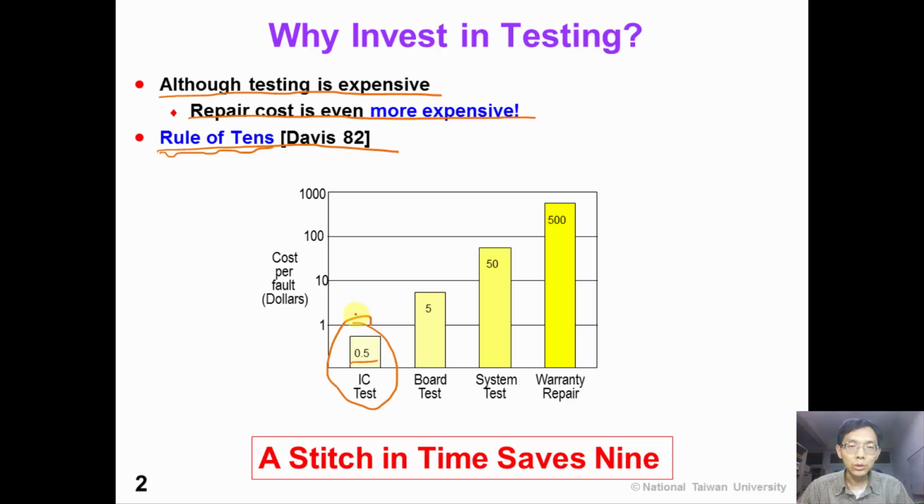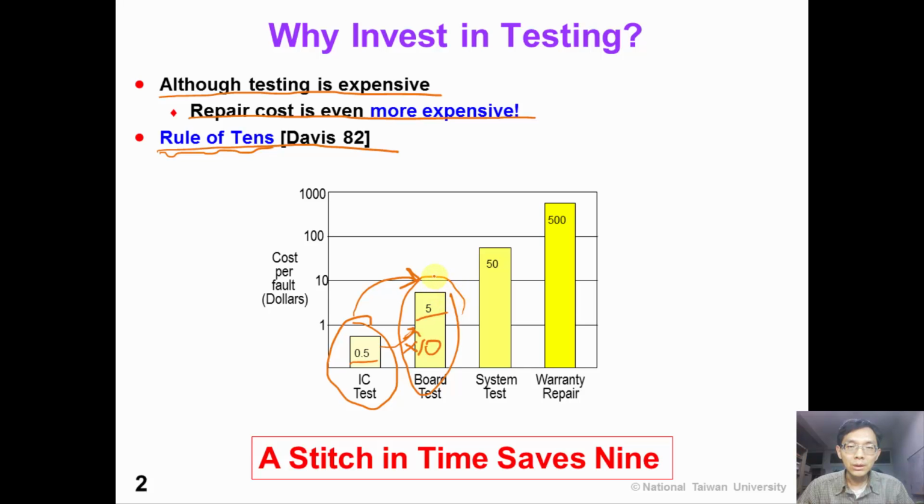However, if we did not do a good IC testing, the defective IC can be assembled into a board. Then we perform a board level testing. If we identify the faulty board, then we need to throw the whole board away. The cost is $5. It can be 10 times more than a defective IC.